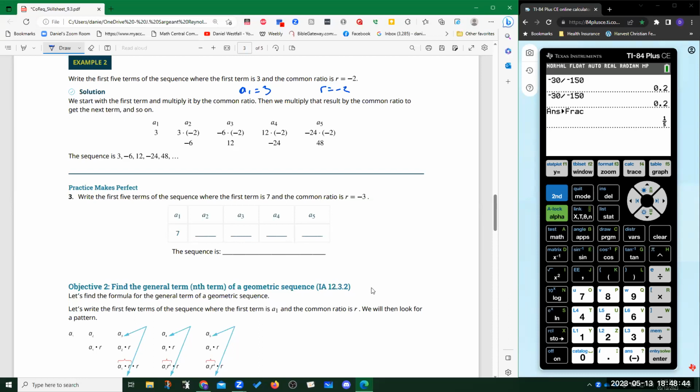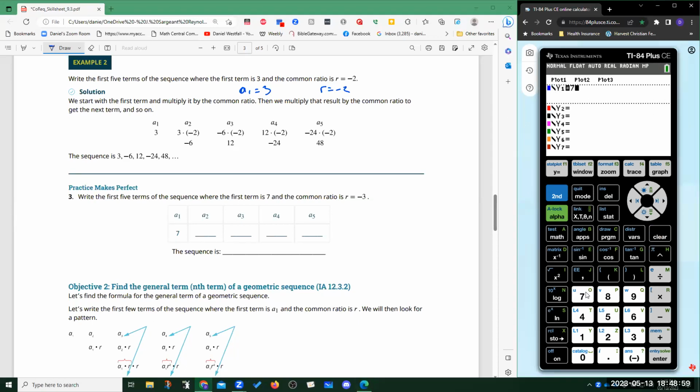Let's try this ourselves with first term being 7 and r being -3. So I'm actually going to let the calculator do this using a formula that we're going to learn down here. This is going to be 7 times -3 to the, let's say x minus 1 to follow their formula. And I'm going to start my table, n equals 1, and automatically go ahead there.